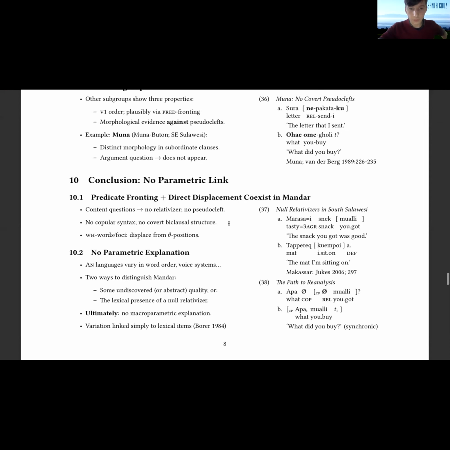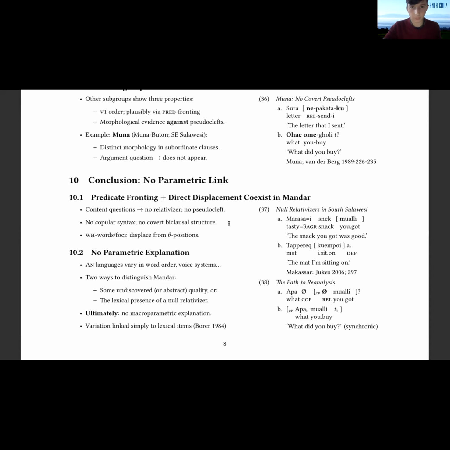And I think there is probably no deep parametric explanation for this pattern. Austronesian languages show an enormous amount of internal variation. They vary in word order, in voice systems, in patterns of case marking, and who knows what. And it seems very difficult to imagine a single quality which sets Mandar apart from all the other languages which have been claimed to show pseudoclefts, or have been claimed to require WH pseudoclefts and ban direct displacement. We could attribute this to some sort of abstract, mysterious third parameter, something we have yet to discover. But it seems more likely that there is just not a macroparametric explanation for this.